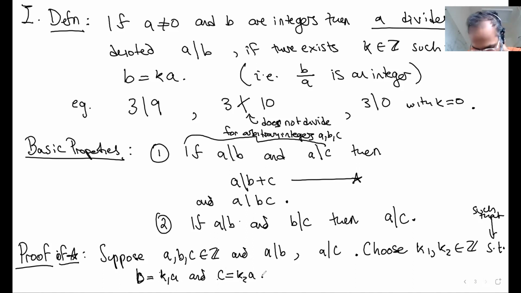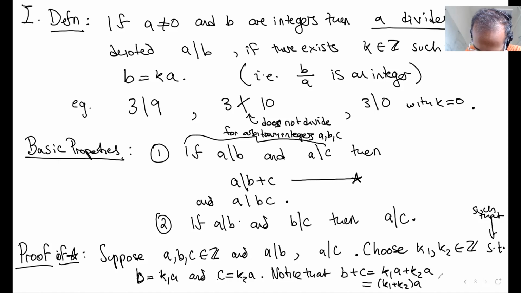And so now what's the natural thing to do? Add your equations. Yes. So notice that b plus c equals k1 a plus k2 a equals (k1 plus k2) a. So a divides b plus c. That's the proof. It's not complicated. And the other ones are similar. You just apply the definition.